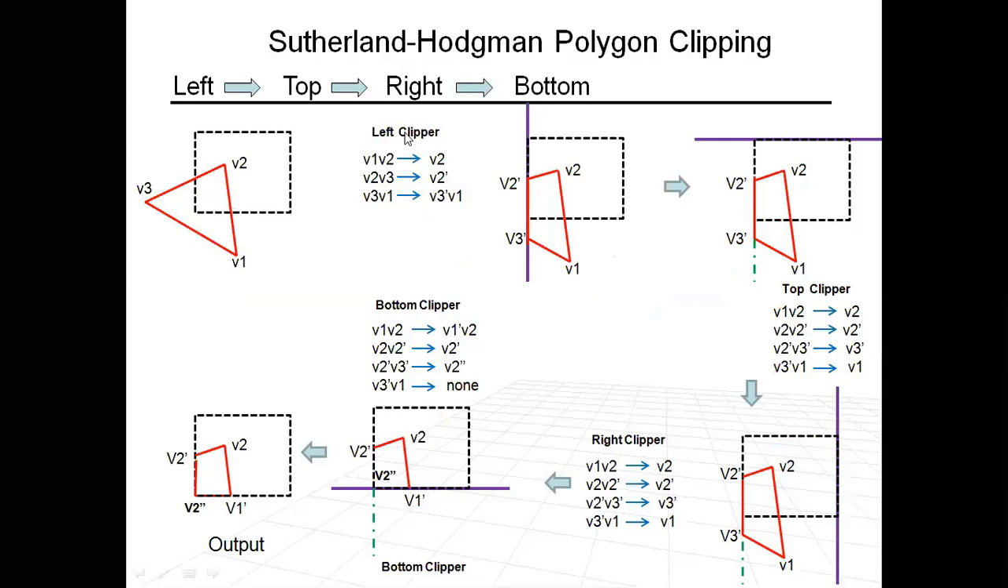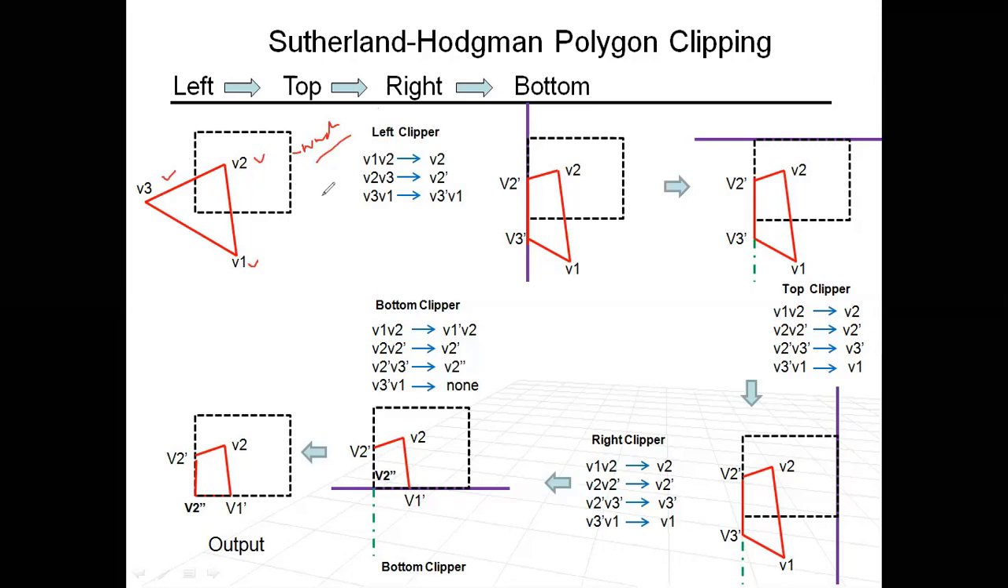Don't panic with this figure because it is quite easy to understand. We have followed a fixed order, that is, in every question we will follow this order: we will first choose the left clipping, then the top clipping, then the right, then the bottom. We will call them the left clipper, top clipper, right clipper and bottom clipper. Let's say you have this figure with you. This is a window against which you have to clip the polygon, and this is the polygon. The vertices are given, V1, V2 and V3.